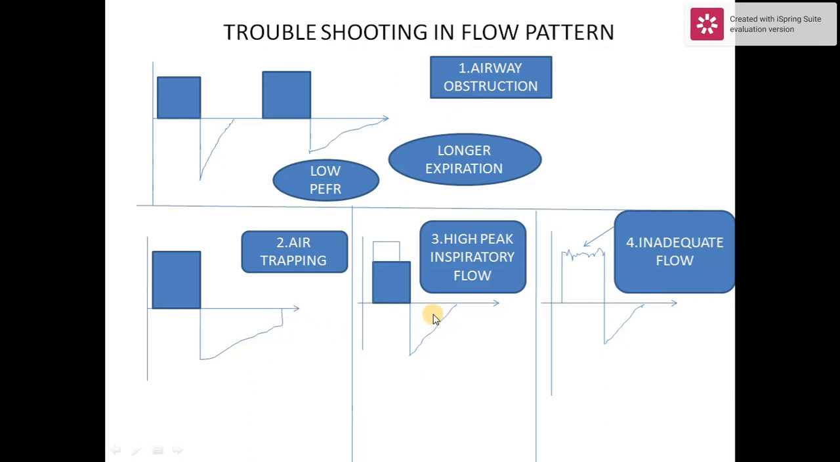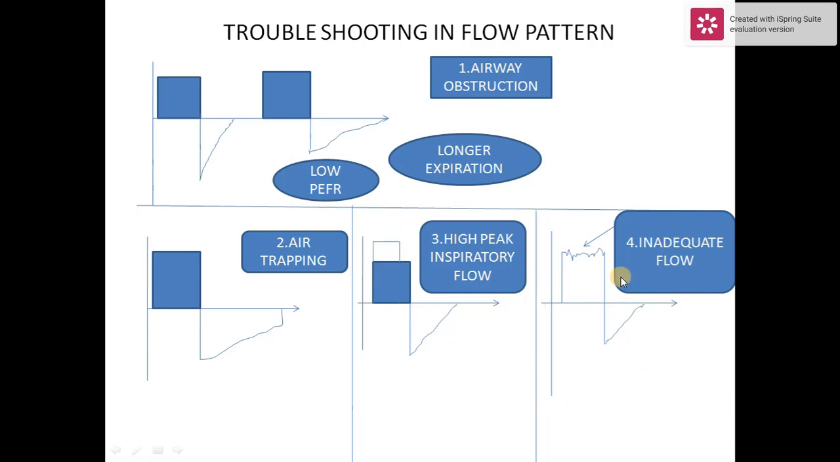Just remember this. The third pictorial representation is high peak inspiratory flow. Then this is a normal inspiratory flow. When there is a high peak inspiratory flow, you can see an upward shift of the peak flow graph. It is seen when we have not given adequate time for the inspiration, or when we keep the flow rate exceeding the patient's requirement. So high peak inspiratory flow is seen when the inspiratory time given to the patient is not adequate, or when the flow given to the patient is more.